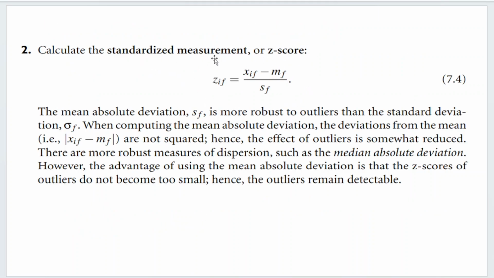Next is the standardized measurement, which we call the z-score normalization. For the z-score normalization we need the mean value as well as the standard deviation. Then only can we calculate it. The z-score can be represented by z_if, which is equal to (x_if minus m_f) divided by s_f, where s_f stands for the standard deviation and m_f stands for the mean value.